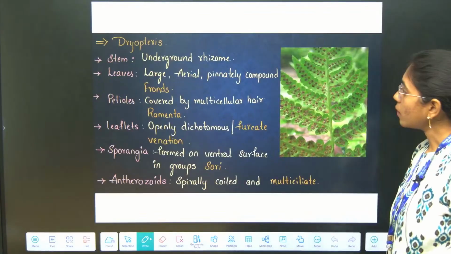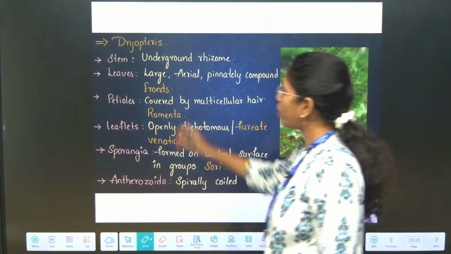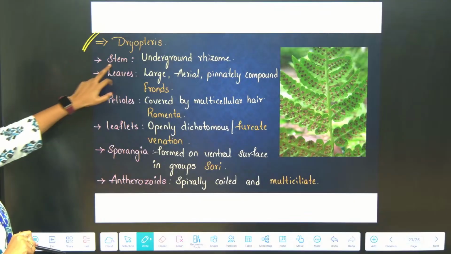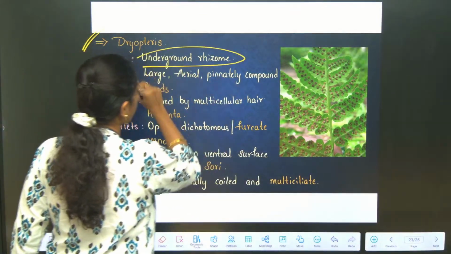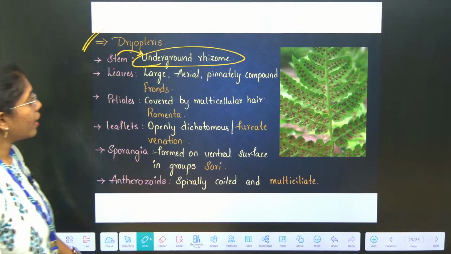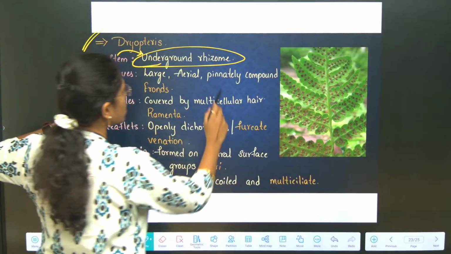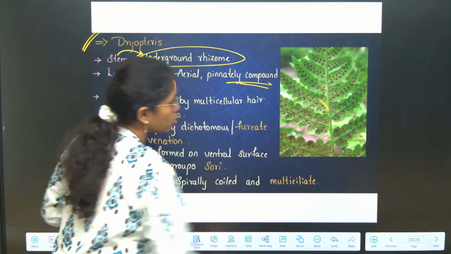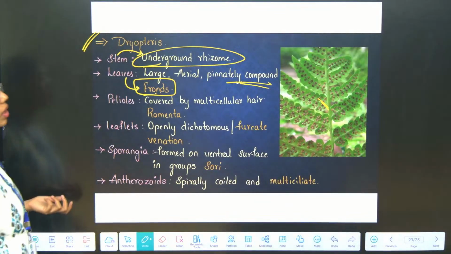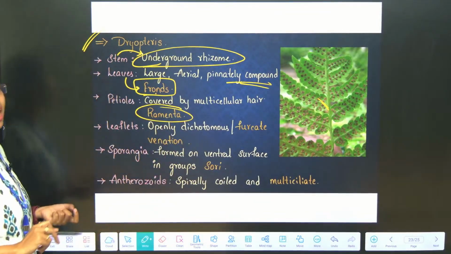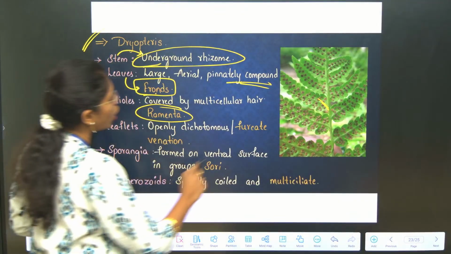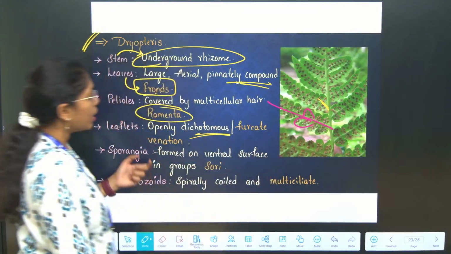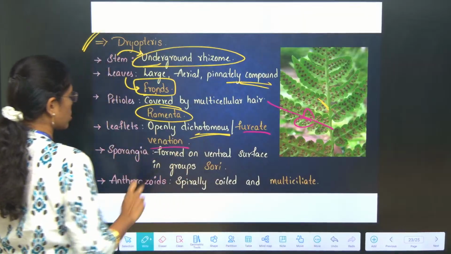Next is Dryopteris, important for EAPCET. The stem in Dryopteris is modified to an underground rhizome. Leaves are large, aerial, and pinnately compound; they are addressed as fronds. Petioles, the structures which bear leaves, are covered by multicellular hair-like structures called ramenta. Leaflets open dichotomously, and this exhibits furcate venation.